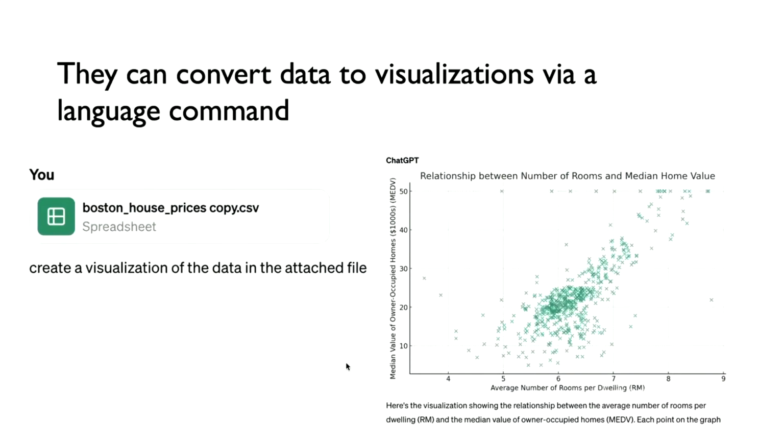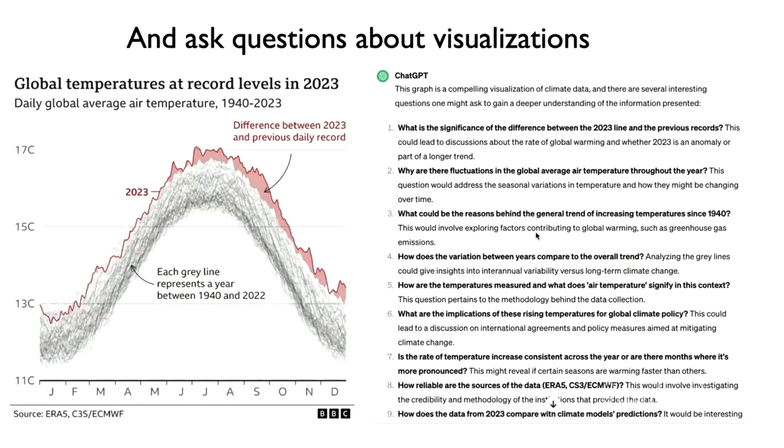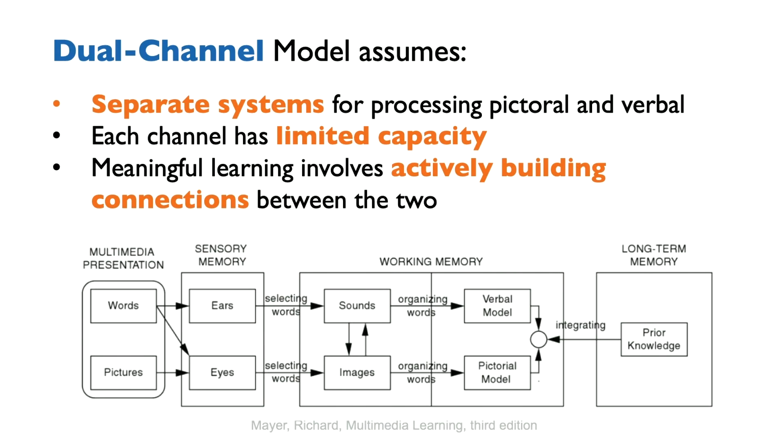Like being able to convert data to a visualization via a command, like "create a visualization of the data in the attached file," which they can do. Or "here is a visualization. What question should I ask about it?" Or "what are the trends?" These things are great at pulling out information from visualizations and describing them. They're not 100% right all the time, but they are amazingly good. So how does that work, especially with the two together, the language and the visualization?